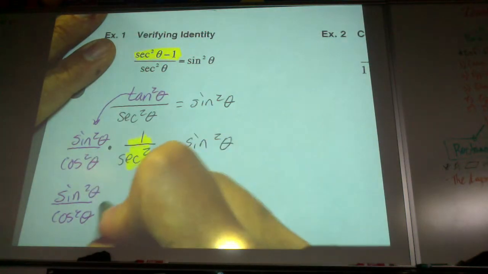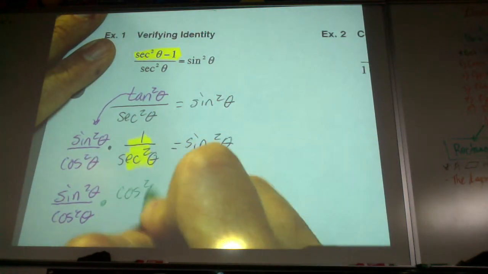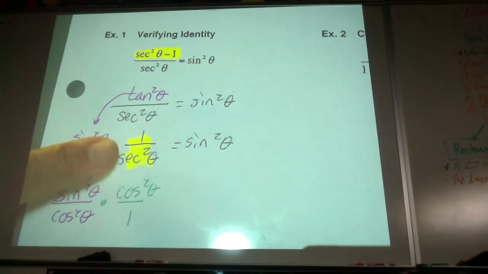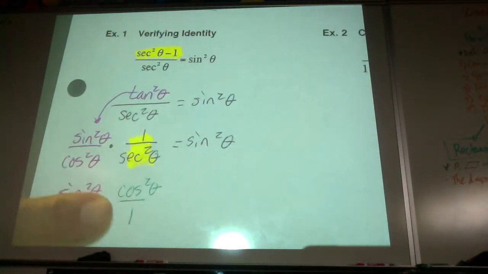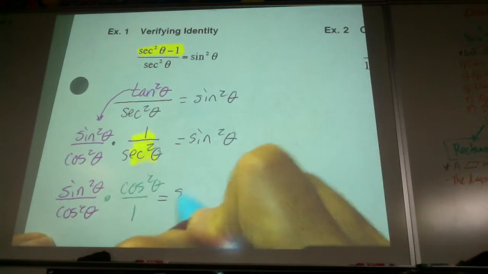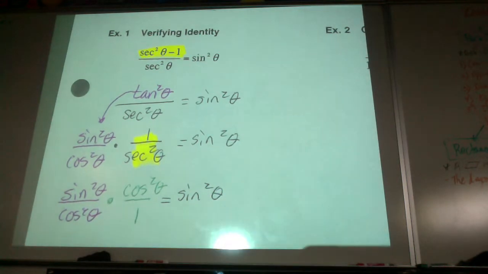And so this gets converted to cosine squared over 1. Because remember, this is the reciprocal identity. We're going from 1 over secant squared to cosine squared. And you can help yourself remember that because you know you've got to get to sine squared, so they have to cancel out. Equals, don't drop off, but don't ignore the other side of your equal sign, sine squared.